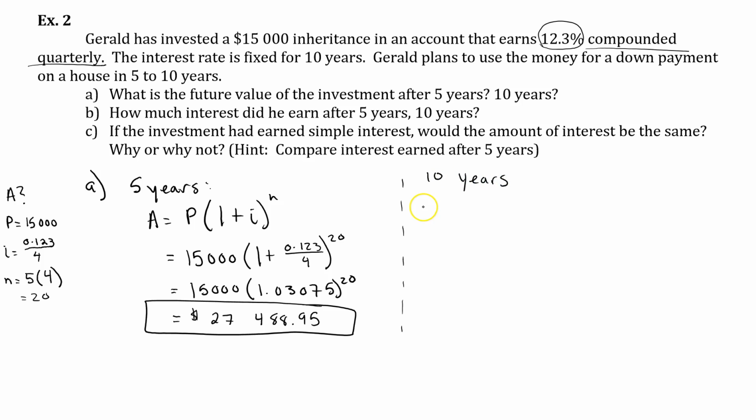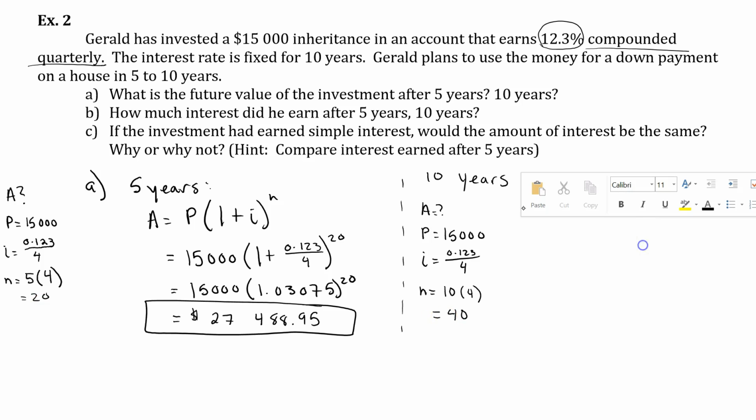Let's see what changes. We still don't know what A is. The principal is still the same. It's still 15,000. The interest rate per compounding period is just the same. It's 0.123 all over 4. It's still compounded quarterly. The only thing that changes is the number of compounding periods, which makes sense, because instead of going for 5 years, we're going for 10. So we have 10 times 4 compounding periods per year, which comes to a total of 40. So instead of raised to the power of 20, we're going to be raised to the power of 40.